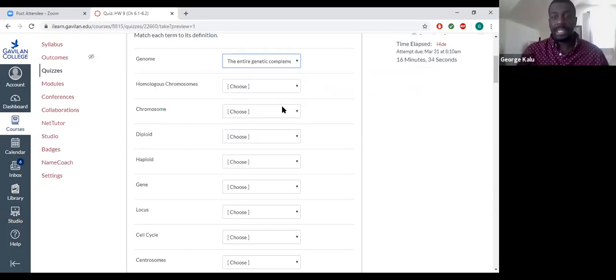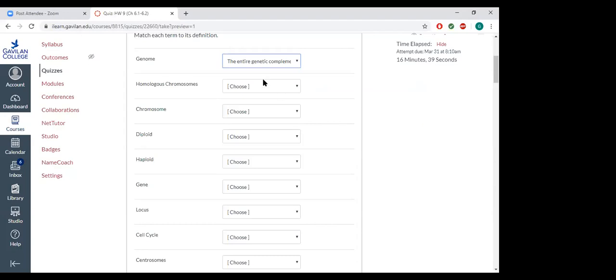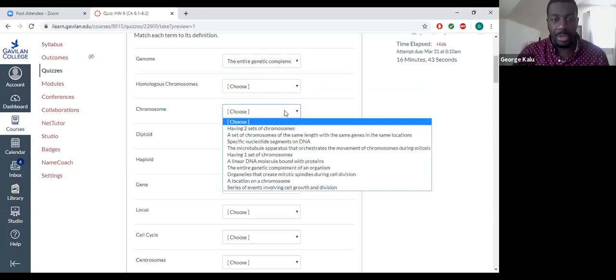So the entirety of your DNA is going to make up your genome. Perfect. Now I'm going to skip homologous chromosomes for a quick second. I'm going to jump down to chromosomes. So what is a chromosome?